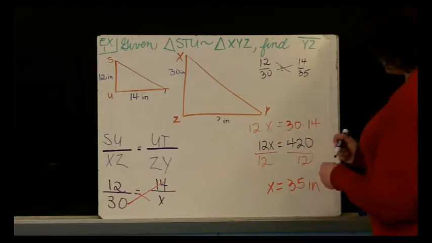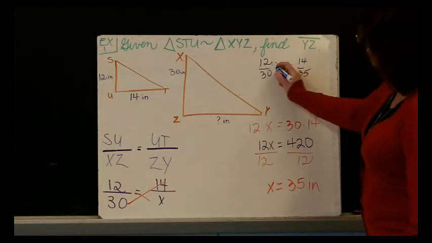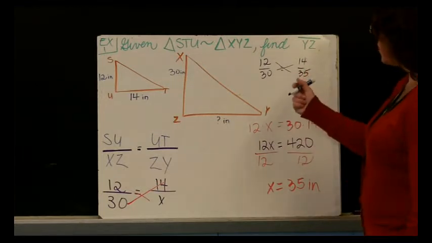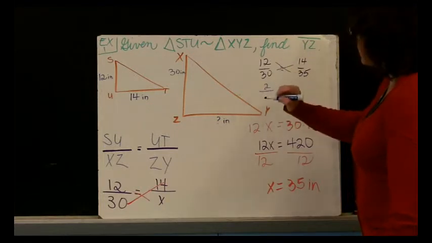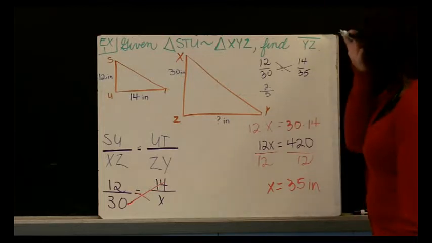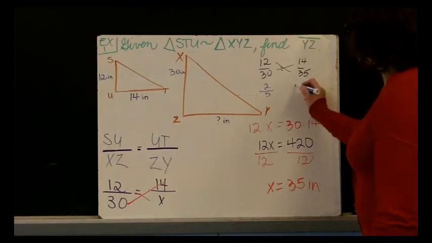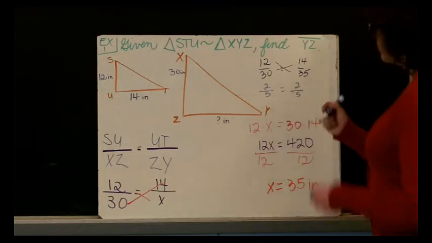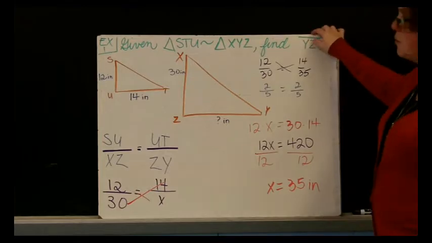Maybe what you'd like to do instead is to simplify both fractions. Here, the greatest common factor of 12 and 30 is 6. Once you divide a 6 out of the numerator, you would get 2. And when you divide a 6 out of the 30, you get a 5. Over here, 14 over 35, their greatest common factor is 7. There are 2 7s in 14, and there are 5 7s in 35. And as you can see, they equal each other, so we know that our answer is correct.